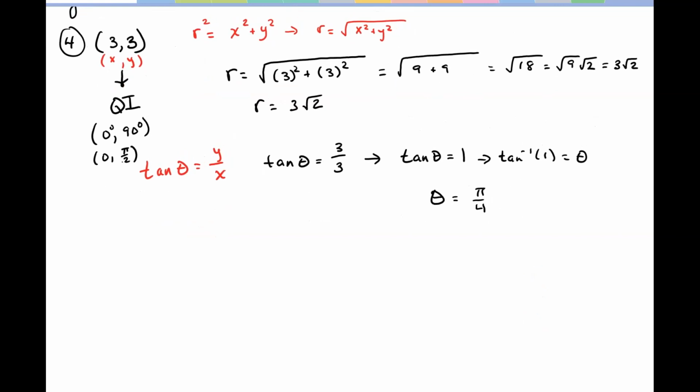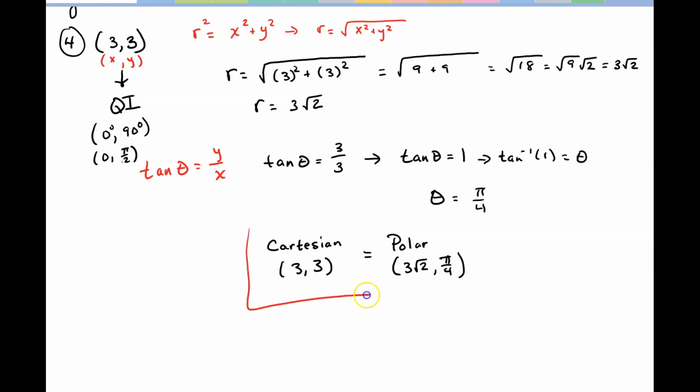So let's write out what we know. If in Cartesian coordinates we are dealing with (3, 3), its equivalent polar expression is going to be (3 square root of 2, pi over 4). So that's what it would look like in polar coordinates, and really there's nothing to it. Again, we're just applying those formulas that we discussed at the very beginning.